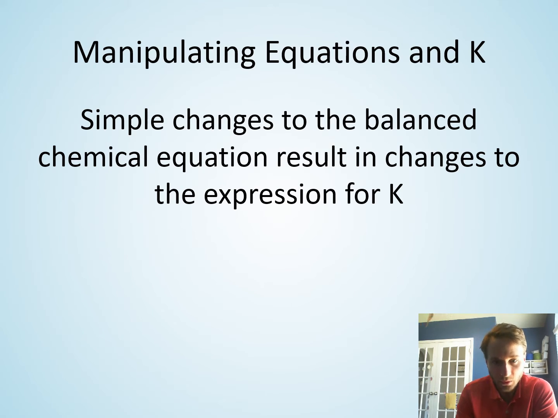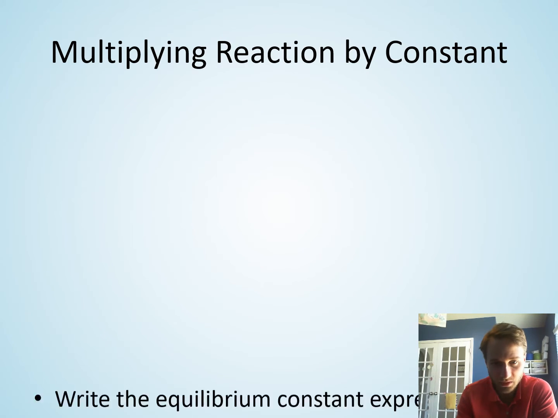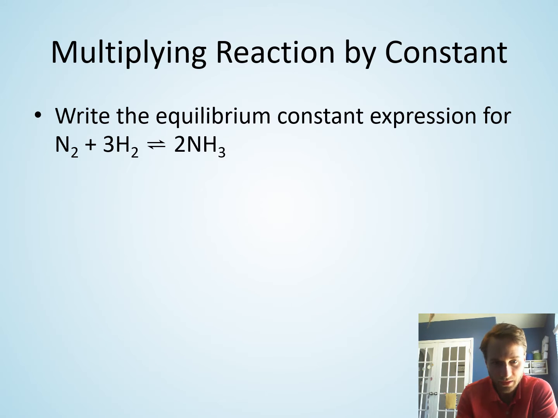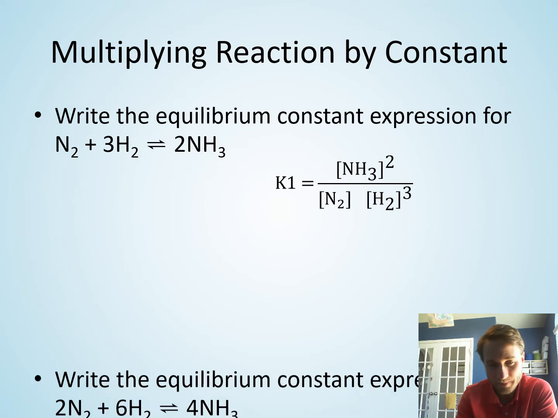As mentioned, some change in your chemical reaction will change the expression for the equilibrium constant K. So if we first think about multiplying reactions by some constant, let's say I have some original equilibrium, N2 plus 3H2 goes into 2NH3. The equilibrium constant for that reaction is just NH3 squared over N2 times H2 cubed, assuming everything here is a gas.